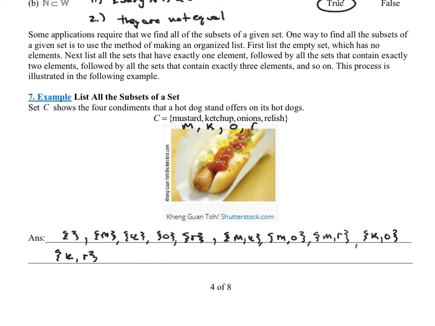Again here, repetition wouldn't make sense either. If I'm going to put ketchup with ketchup, well, that's just a hot dog with ketchup. So no repetition and order doesn't matter. This is a perfect example of roster notation. Now I've done ketchup with everything.